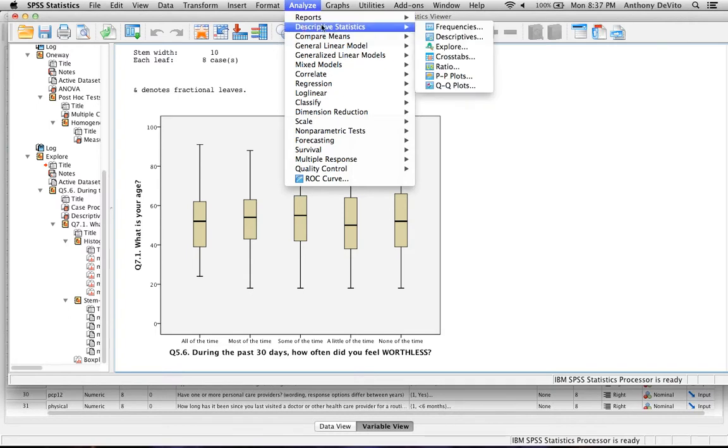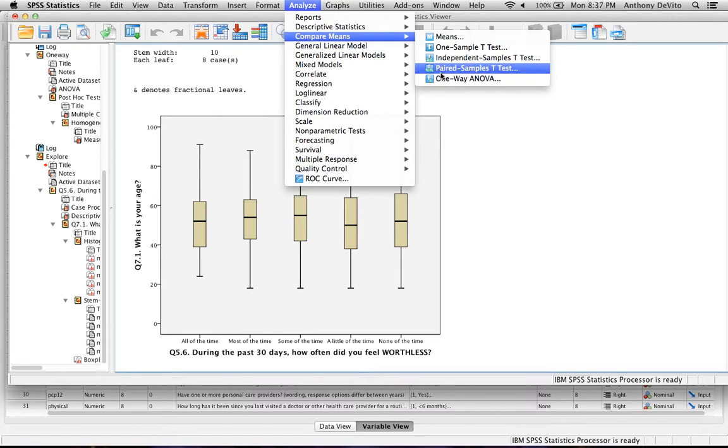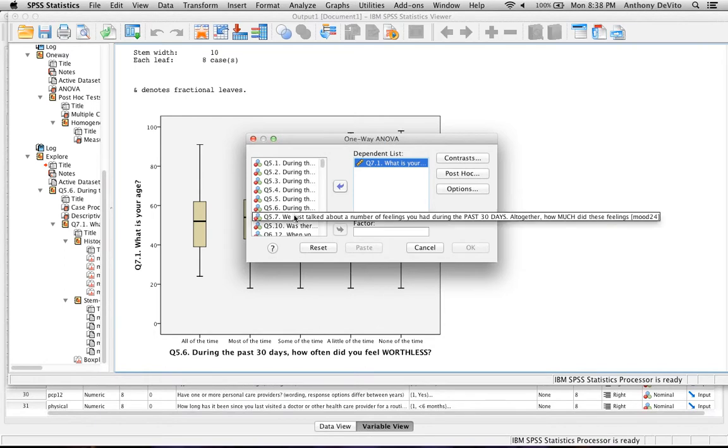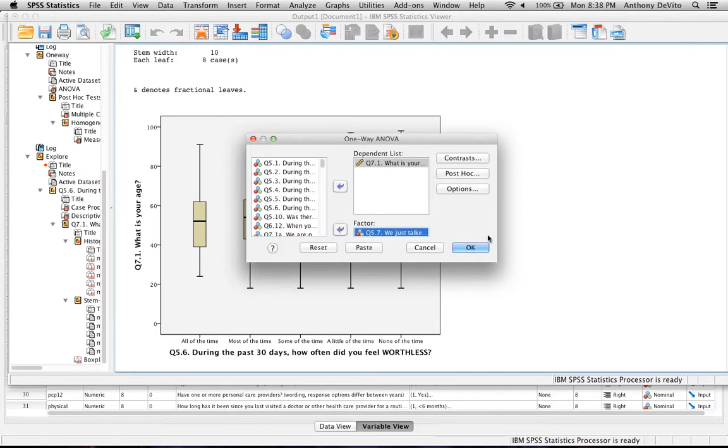Analyze, compare means rather, one-way analysis of variance. And again, I'm going to put the age into the dependent list, which was 7, I think 7.1. And I'm going to put in the category for feelings of worthlessness, which was 5.7. Put it in there. And I'm going to say okay.